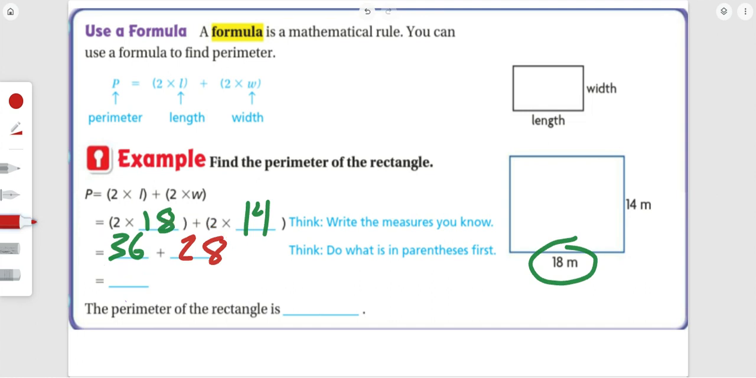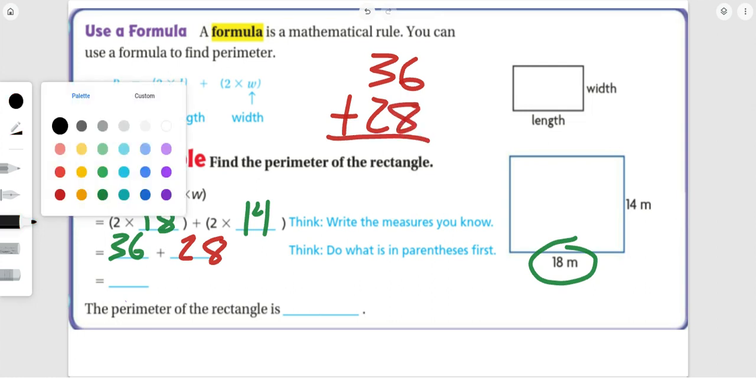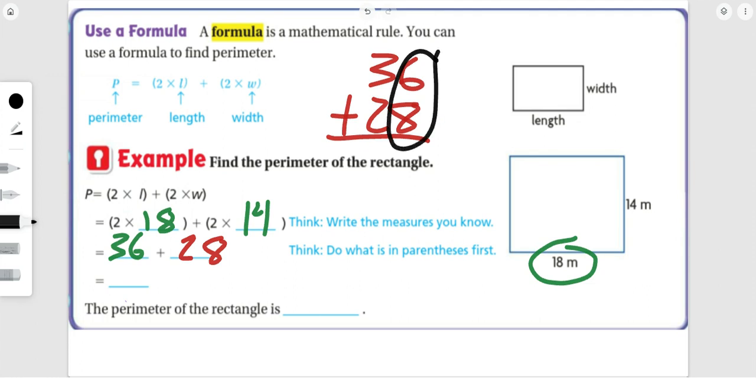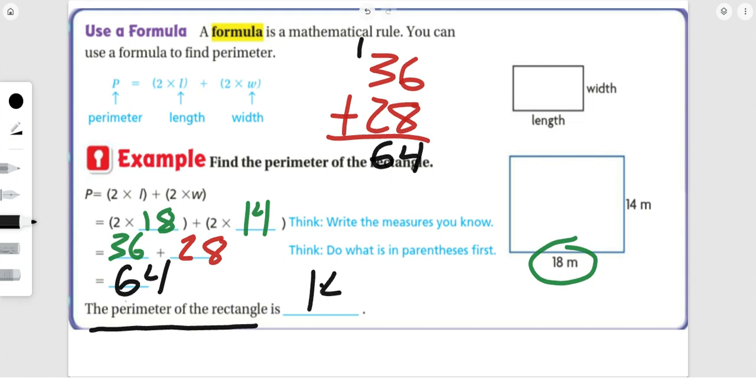add 36 plus 28. So if I want to add 36 plus 28, I can set up my problem like I just did on the top and start with my ones place. 6 plus 8 is 14. I'm going to carry my 1, write my 4 below. 3 plus 2 is 5, plus 1 more is 6. So my answer is 64. The perimeter of the rectangle is 64 meters.